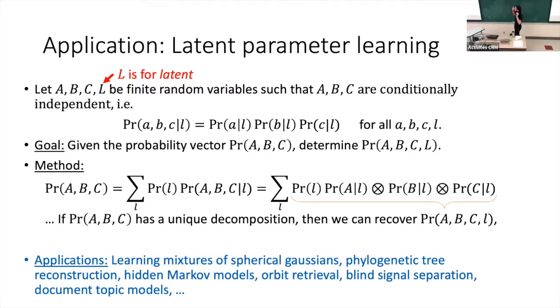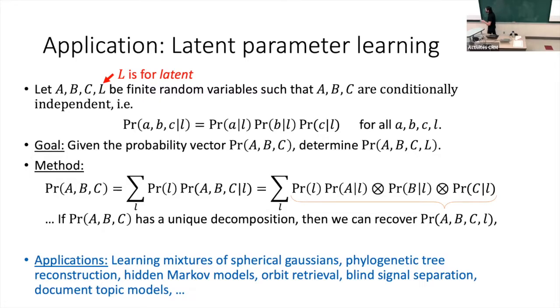The setup is that A, B, and C are random variables you can measure and look at. And L is a latent random variable that you can't measure directly, but you want to know information about it. You have this underlying assumption of conditional independence. And using your observation for A, B, and C, the probability vector of A, B, and C, you want to determine the full joint distribution.